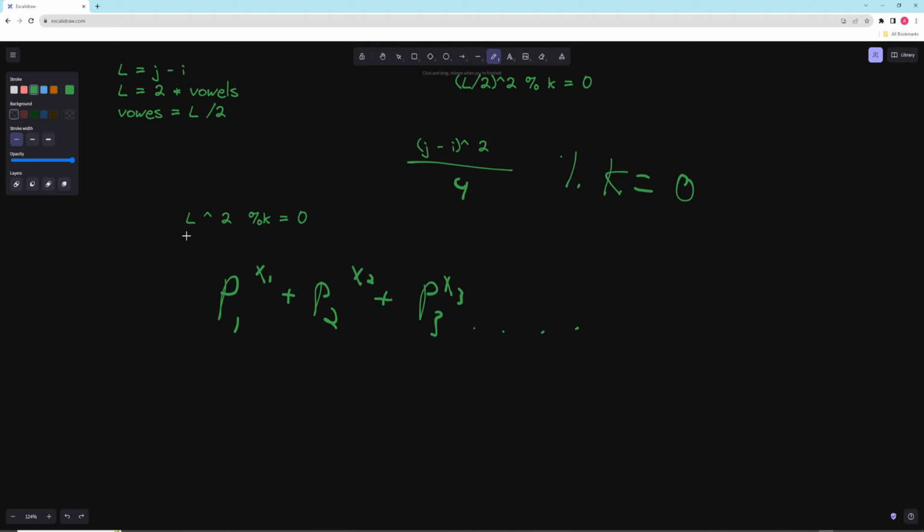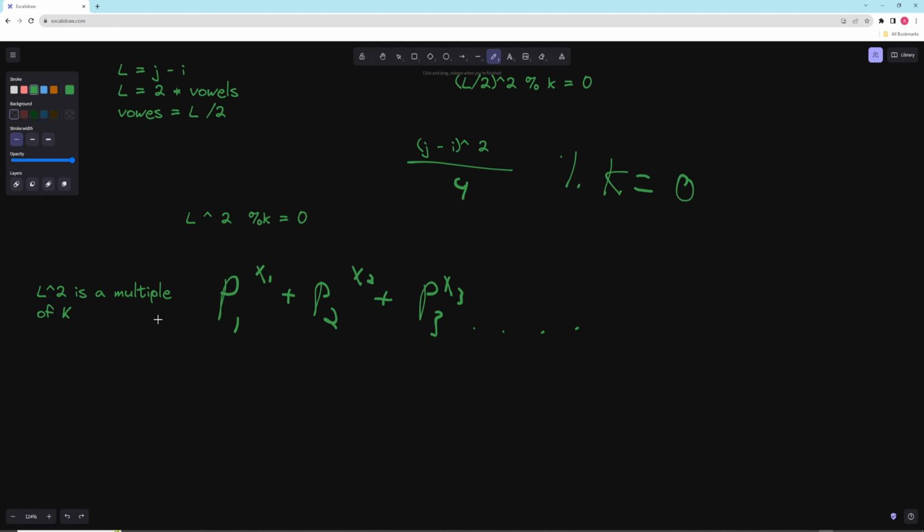if you're saying L squared mod k equals 0, what this means is, not that L is a multiple of k, but that L squared is a multiple of k. Because in order for this to be 0, L squared has to be k times something, right? k times 1, k times 2, whatever. Like, let's say k is 5. In order for this to be true, then L squared has to be a multiple of 5.